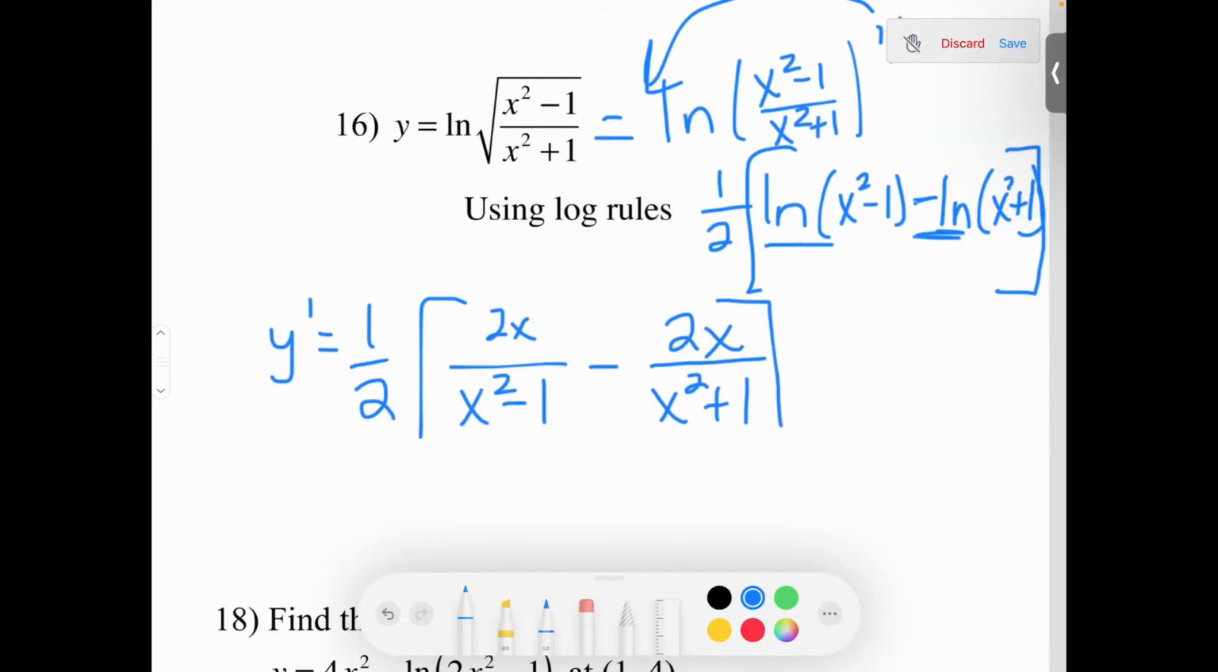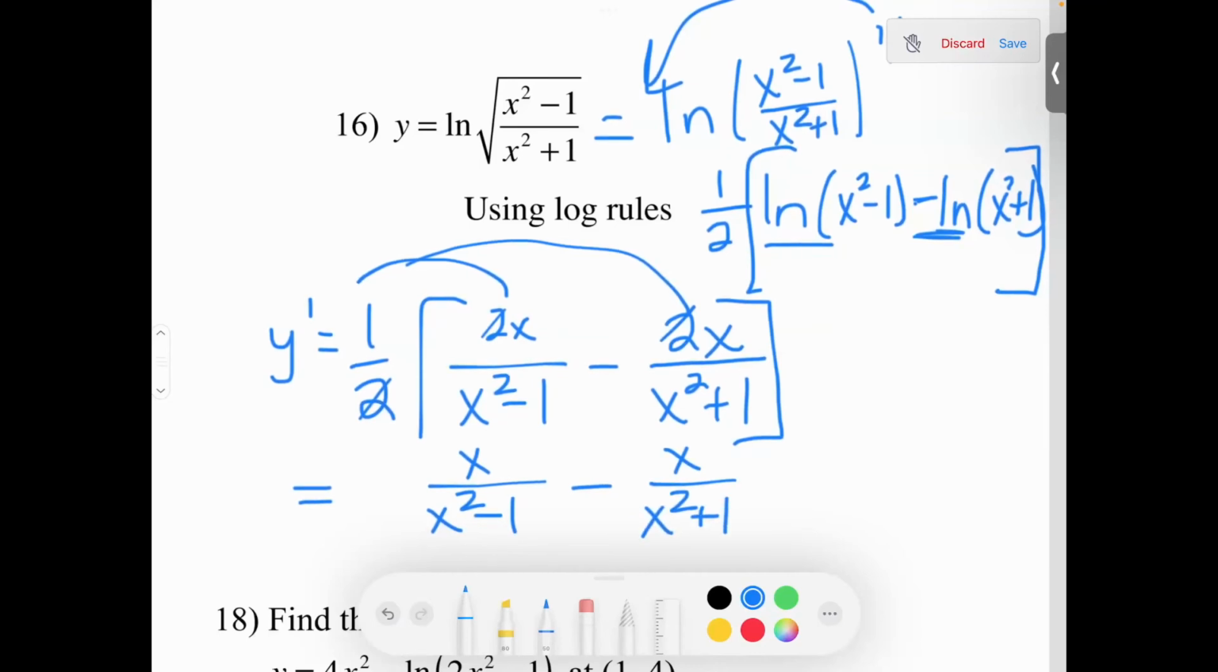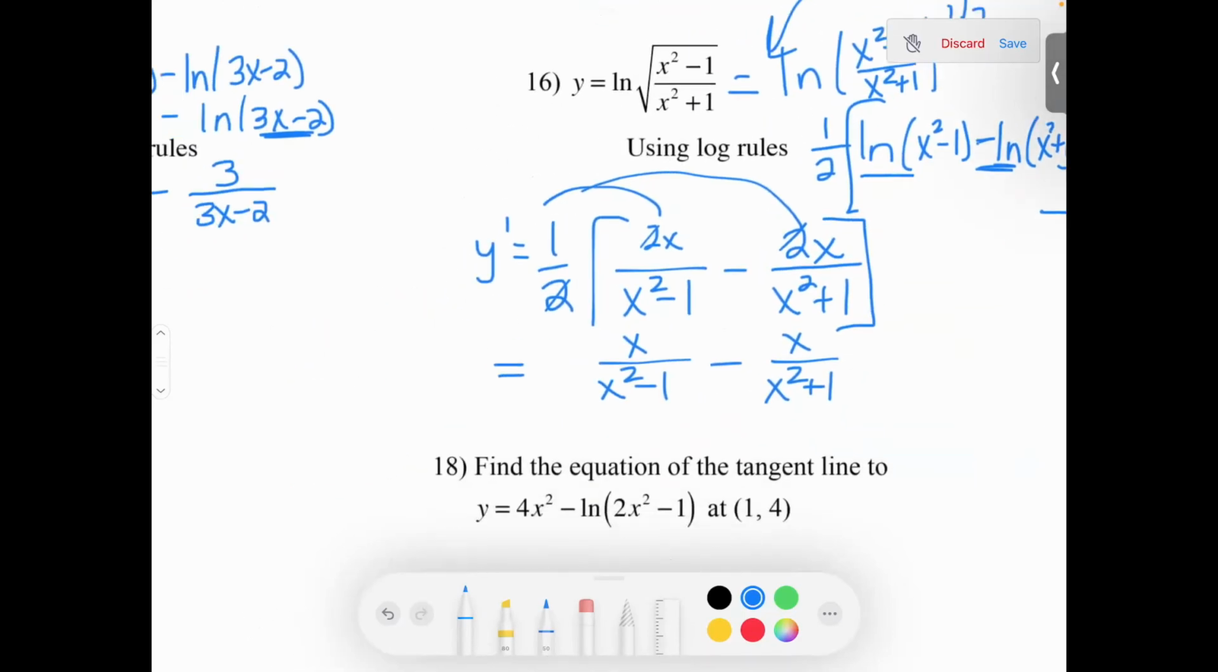And we can be done there. We could probably just leave it like that. We could try to find like terms if we wanted to. We could probably distribute this 1/2 out to make it look a little bit better. And the 1/2 is actually going to cancel with the 2's. So we get x over x squared minus 1 minus x over x squared plus 1. There's not much else we can do with that. We could combine like terms by making a common denominator, but really not necessary.